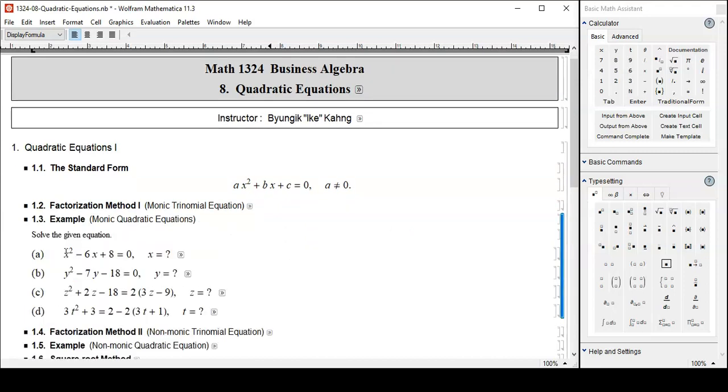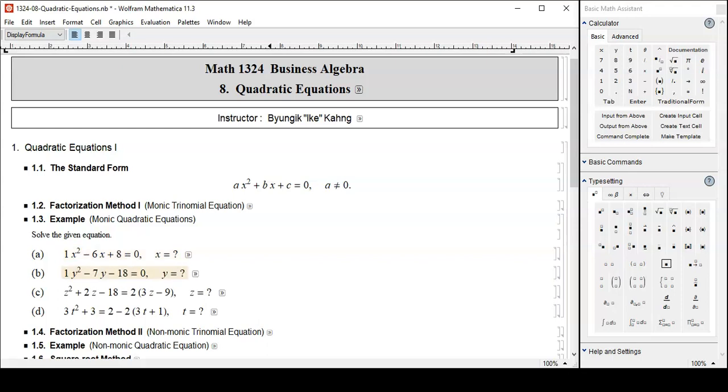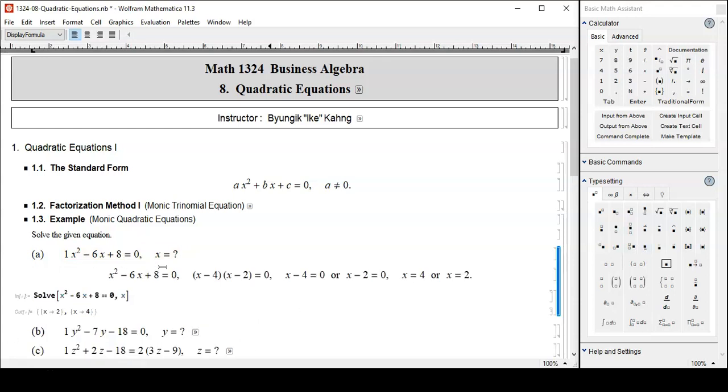When the leading coefficient is 1, that factorization is very, very easy. All you have to do is to look at the factors of the constant term, which will add up to the middle term. So factors of positive 8, which will add up to negative 6. In this particular case, we get negative 4 times negative 2, which add up to negative 6. That's because the leading coefficient was 1.